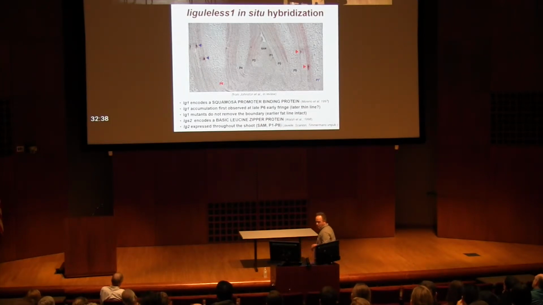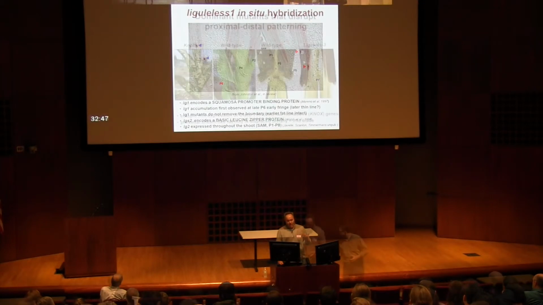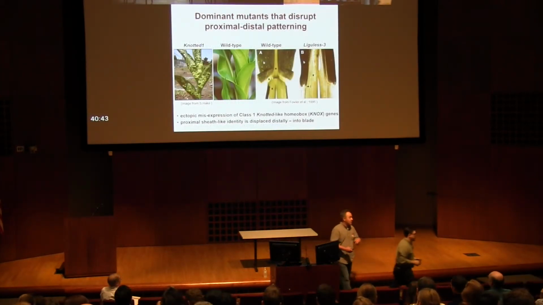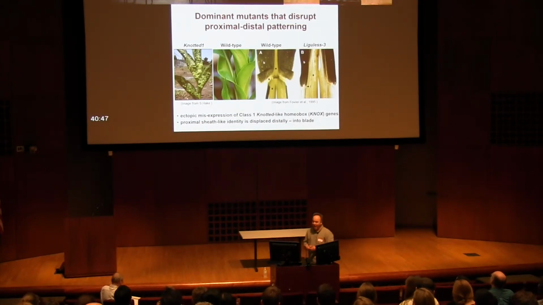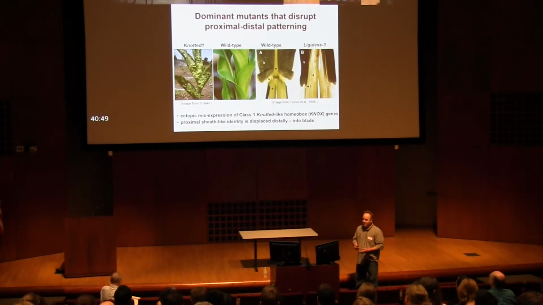Ligulus 2 is basically expressed throughout the shoot. This is a big surprise. We don't know what it's doing in the shoot meristem, but it's expressed everywhere, but it seems to only localize. Okay, so let me speed this up. So there are also a bunch of dominant mutants that disrupt proximal patterning. The most famous one is knotted 1.